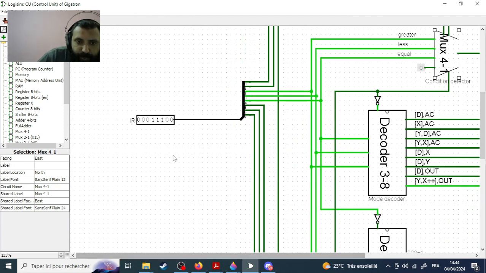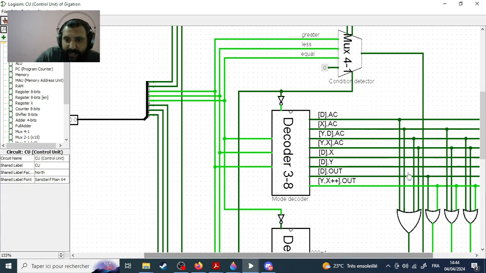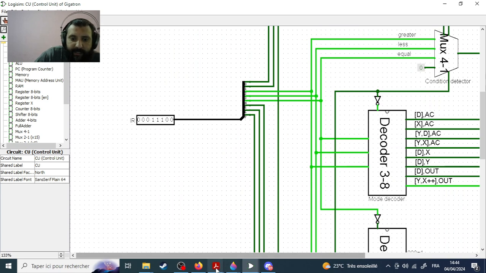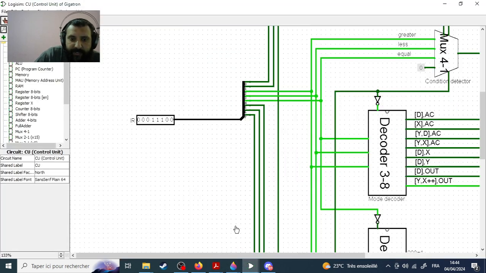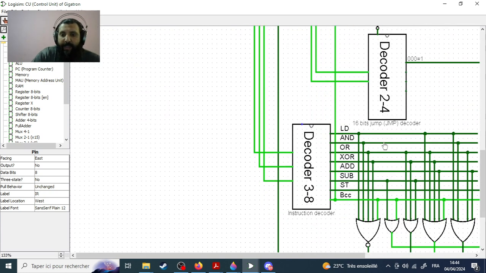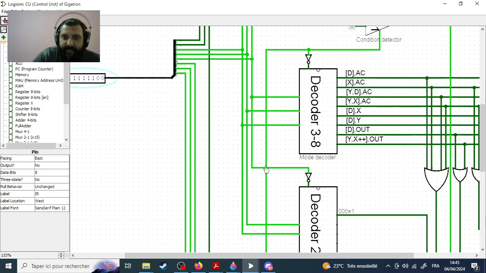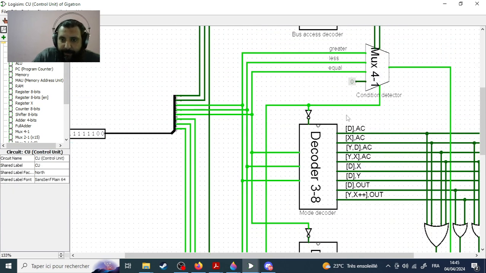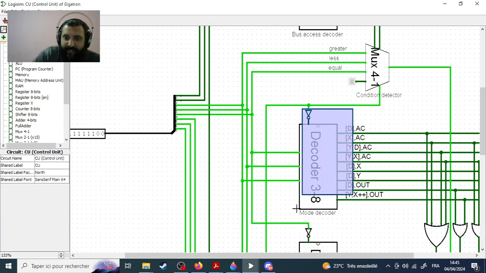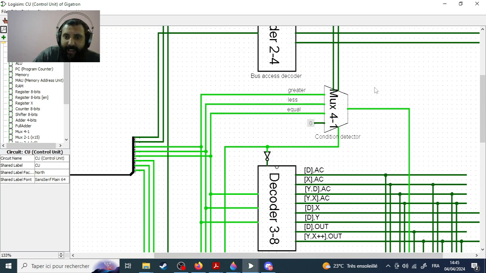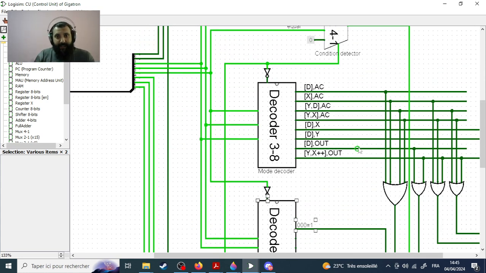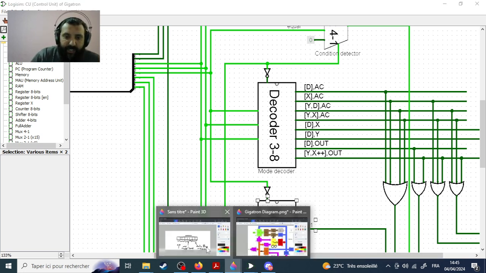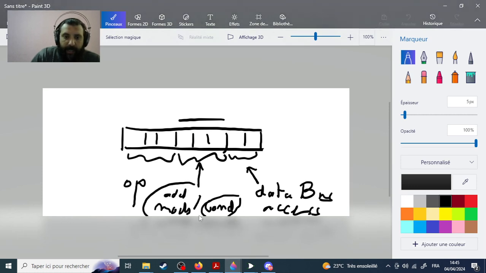We can try this. Let's see if we choose to use the BCC instruction. The BCC instruction has the code 111. Let's try it on the simulator. If we put 111, we have the BCC activated, and this signal is activated, and you can see here, it will deactivate this decoder and activate the multiplexer and the decoder. This is the mechanism of switching between condition and addressing. This is the way we can switch between condition and addressing mode.